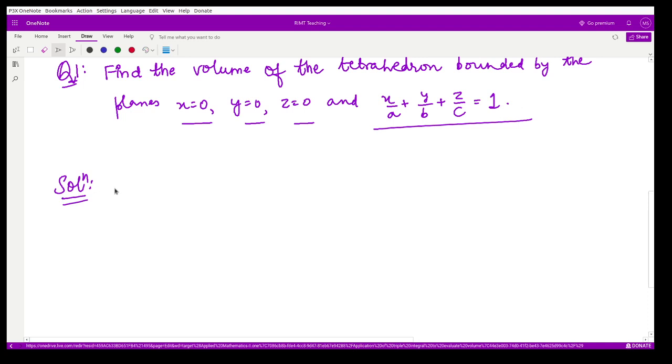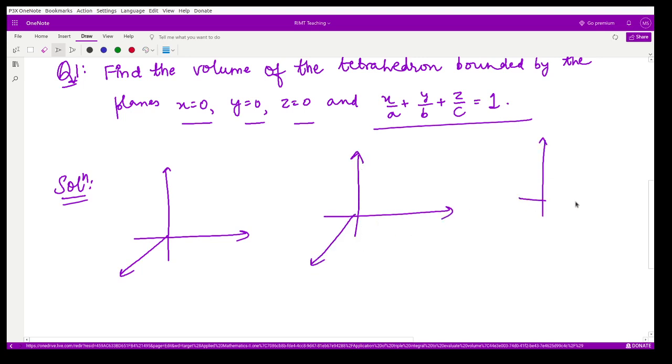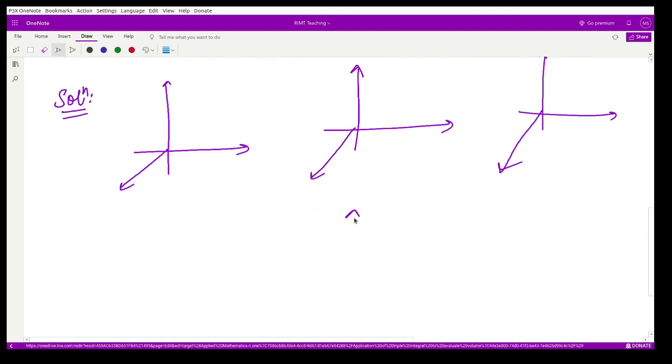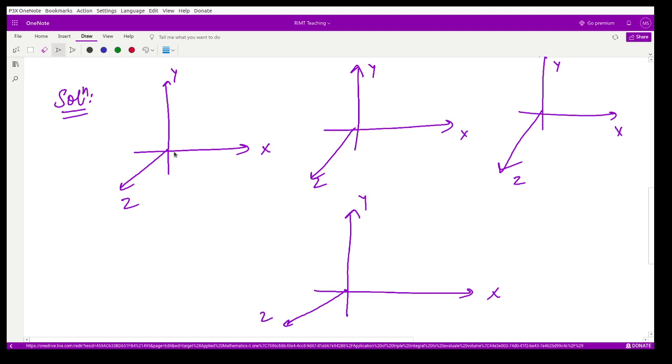So how can you visualize this area? Let's visualize this step by step. Suppose this is a coordinate axis. So let me draw 4 coordinate axes, so it would be easier to look at all these planes simultaneously. Say this is x, this is y, this is z in every plane, and this point is origin.